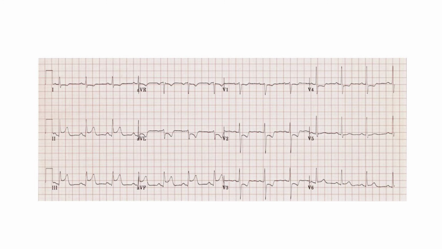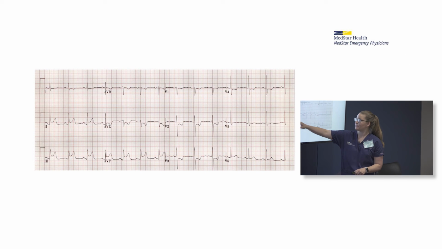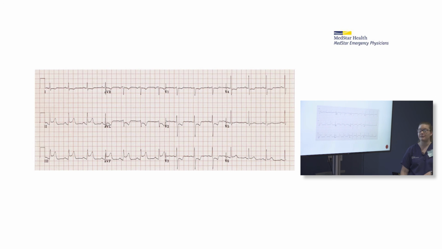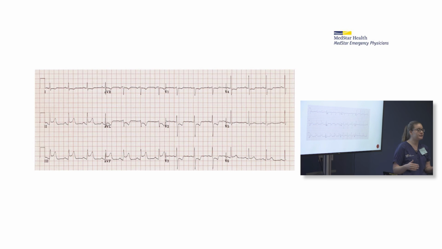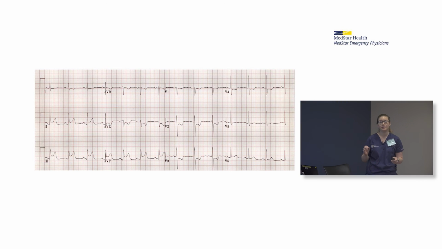This is a tricky EKG because there's a hidden part in this that we're going to discuss a little more later. Here you're seeing elevations in II, III, and aVF, consistent with an inferior STEMI. What I want to talk about is V2 and V3. Whenever you see big depressions in V2 and V3, you always need to look for posterior involvement, and that's when you need to get your posterior EKG.